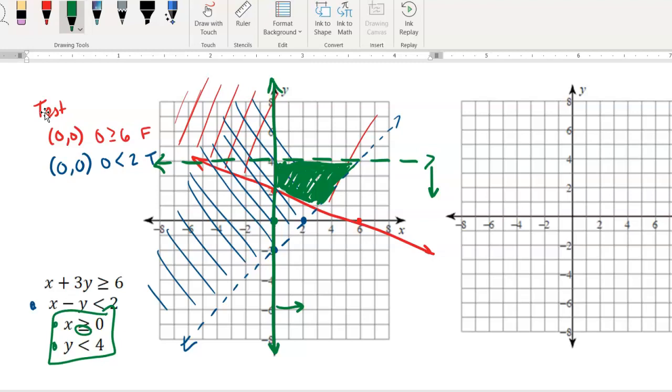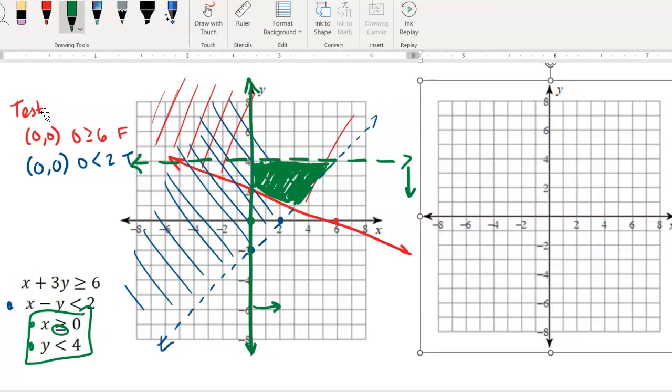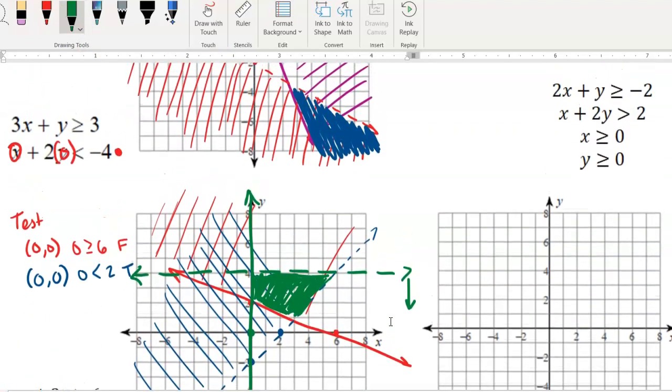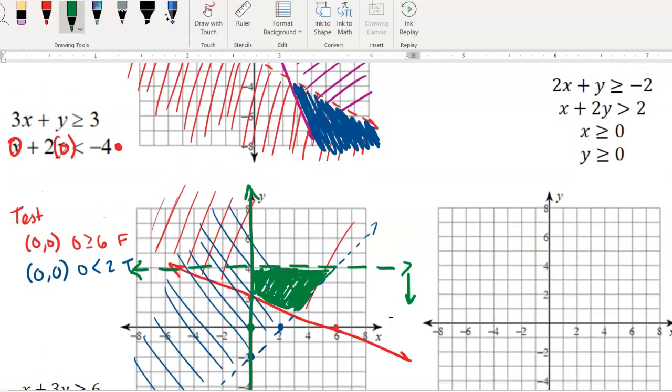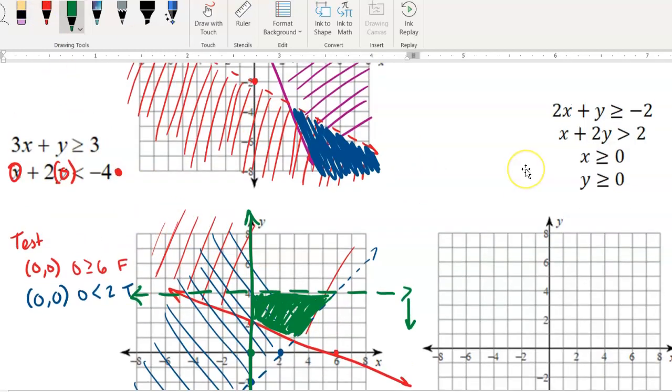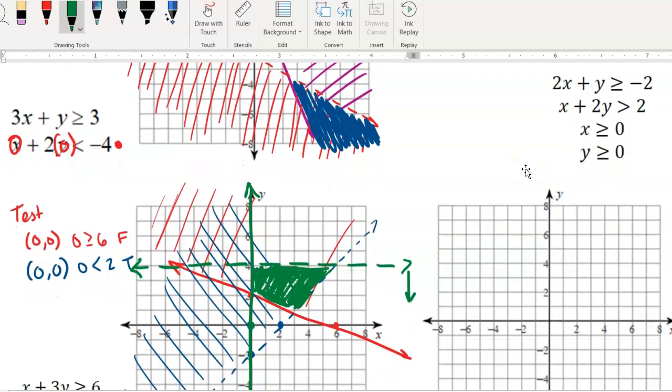All right, I know that's a lot, but I want you to try this next one on your own. Do as much of it as you can, and if you can't do the graphing or the shading part, don't do the shading part, but I want to see how much of that you can do on your own. So pause the video and hit play when you're ready to check your answer. All right, let's see how you did here.